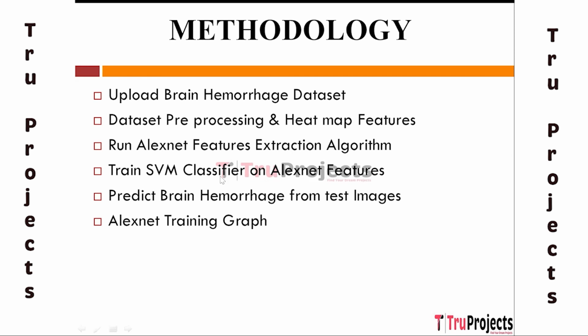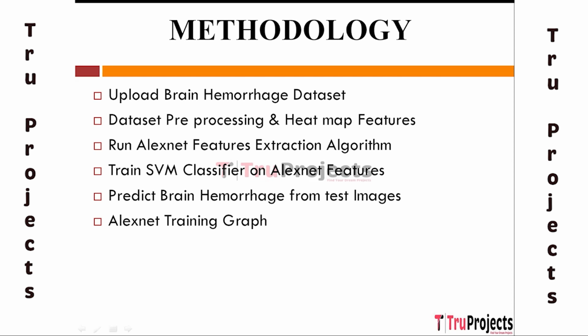Fifth module is Predict Brain Hemorrhage from Test Images. In this step, the trained SVM classifier is applied to predict whether a brain hemorrhage is present or not in previously unseen test brain scan images. The test images go through the same pre-processing steps as the training data, and the features are extracted using the pre-trained AlexNet model. Then the SVM classifier predicts the probability of hemorrhage based on these features.